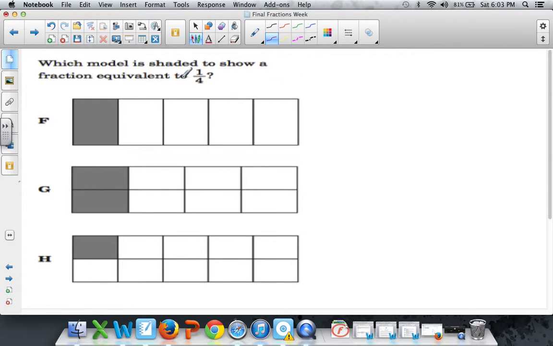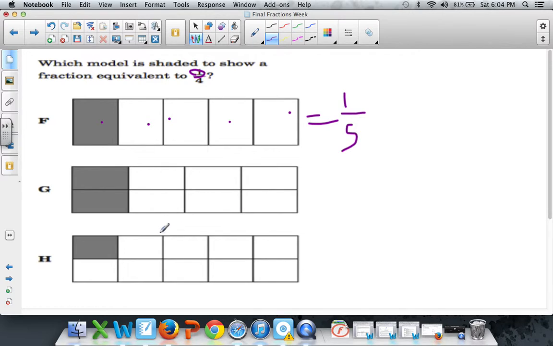Which model is shaded to show a fraction equivalent to 1/4? Now don't be fooled. Just because it has a 1 here doesn't necessarily mean that the one picture with one thing shaded in will be correct. No, you have to think of it more like this. If you cut the whole thing into 4 pieces, would you have 1 shaded in? Now look, this is cut into 5 pieces.